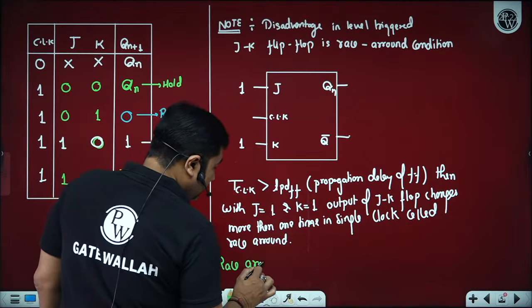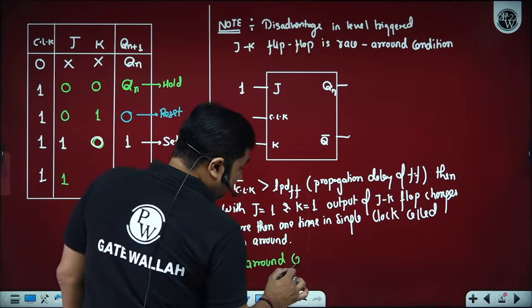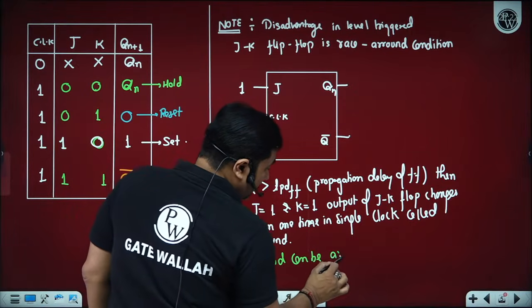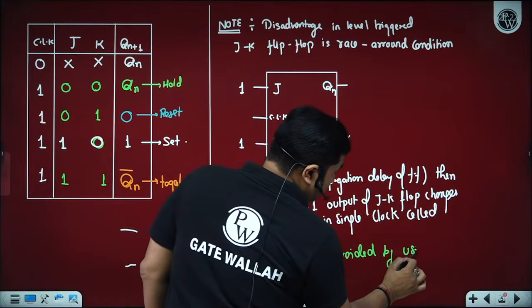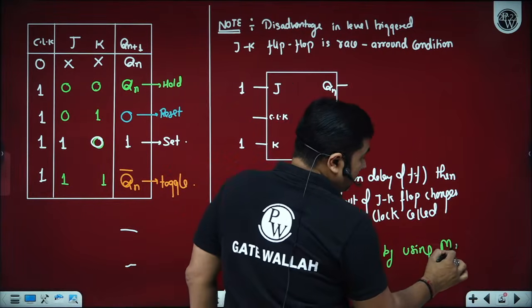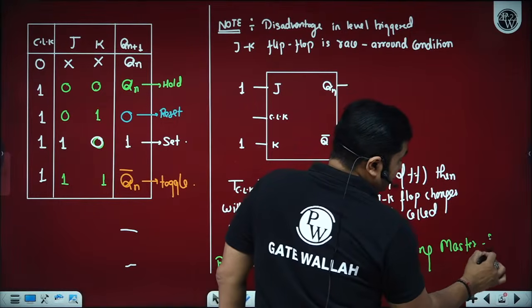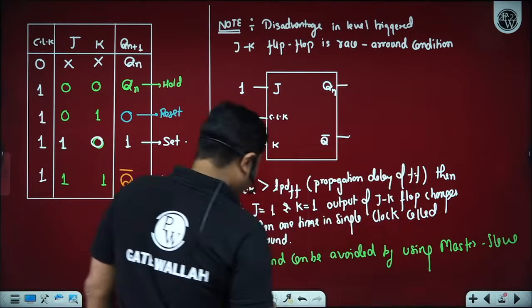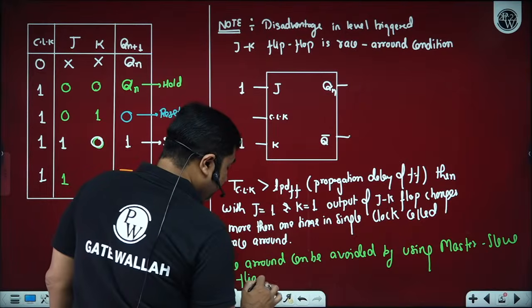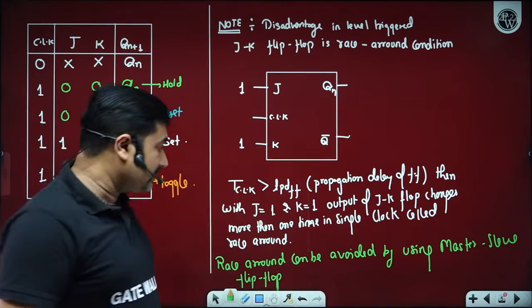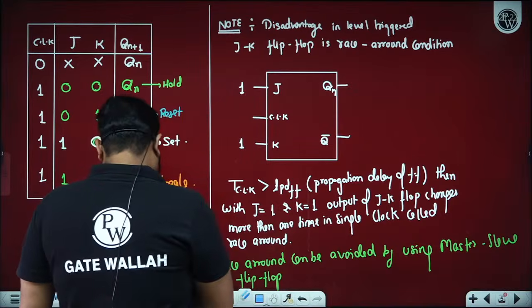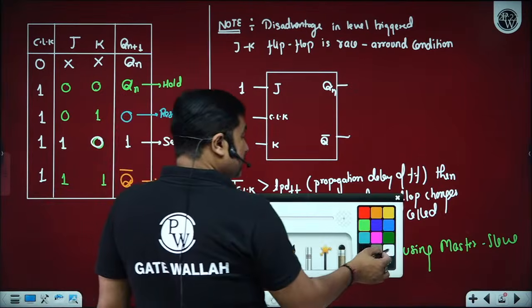Race around can be avoided by using master-slave flip-flop. We discussed master-slave flip-flop during the registers. Just before the register, I will discuss the master-slave flip-flop.